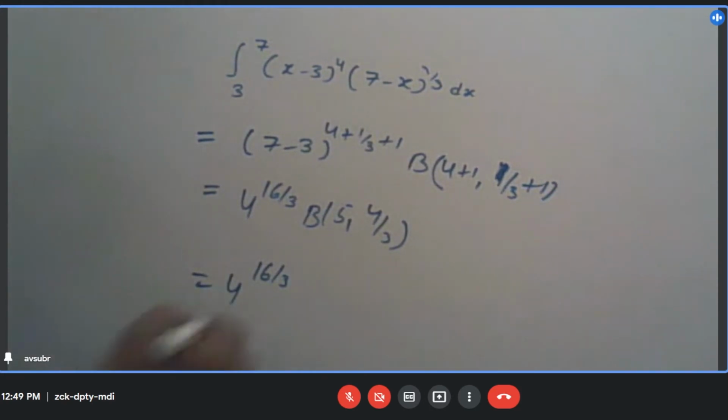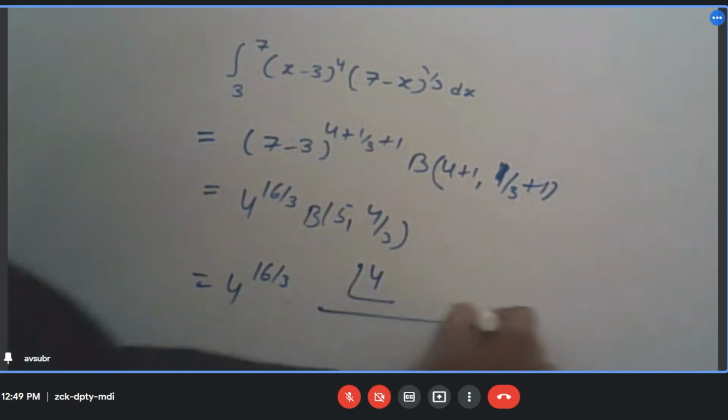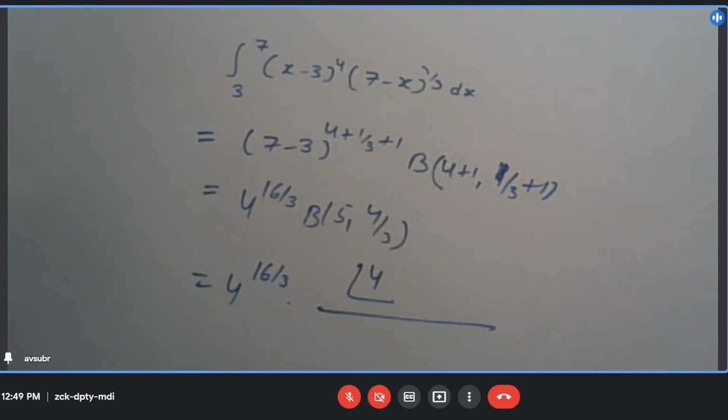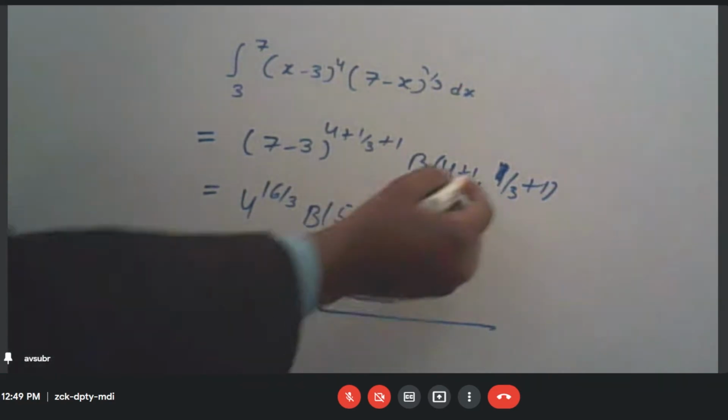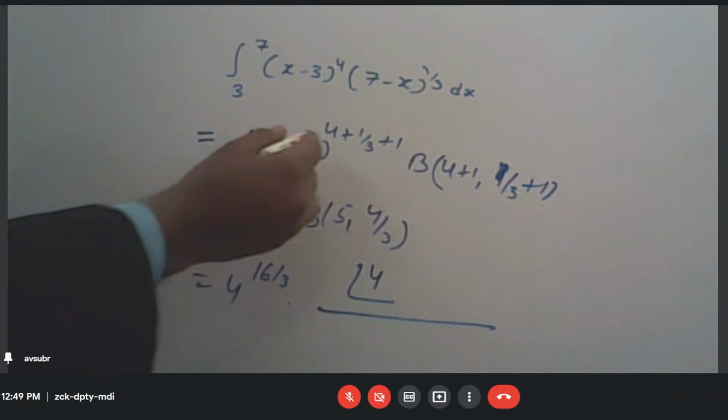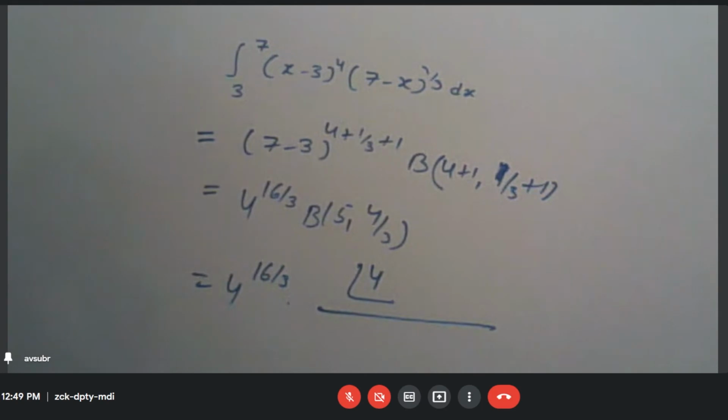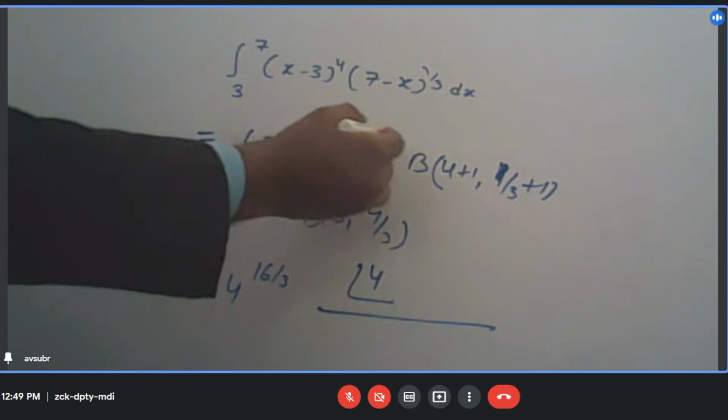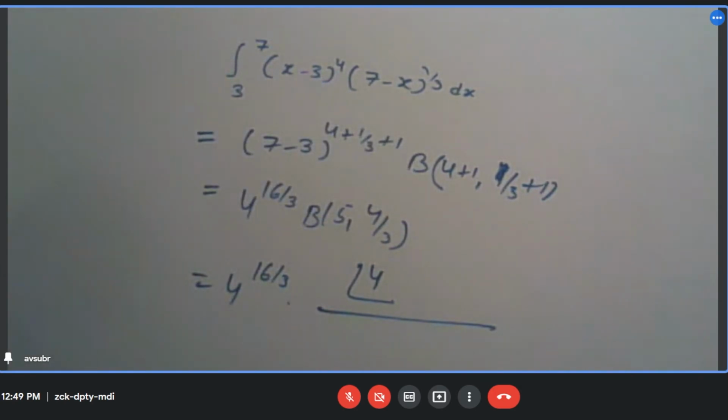This can be written as beta, which can be written as factorial 4. We can write this. If m is an integer, then we have the formula factorial m minus 1 by n into n plus 1, something like that. Sir, is it 14 by 3? No, 16 by 3, it is written 16 by 3. Yes, it will be 16 by 3.